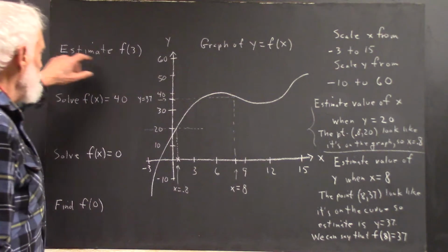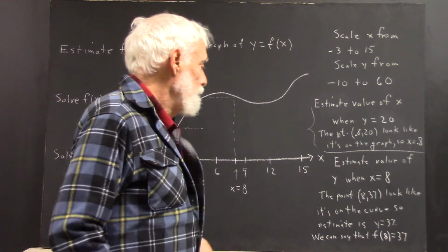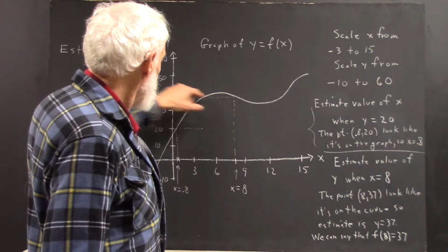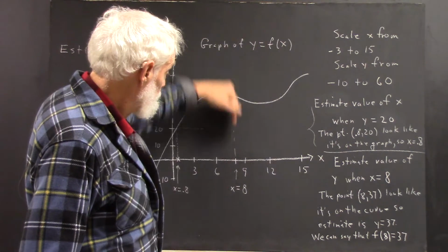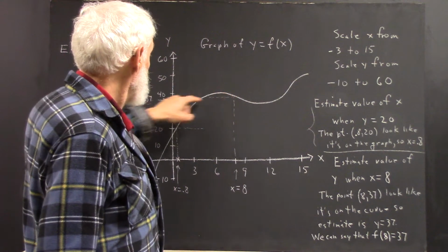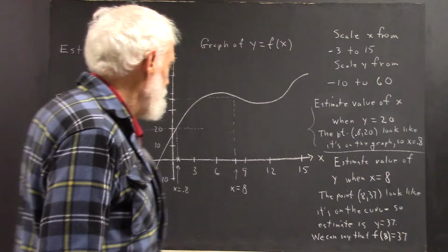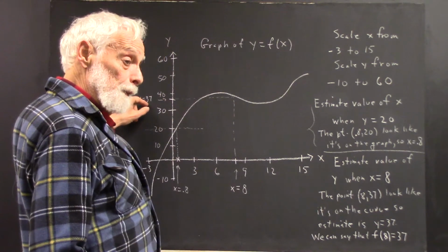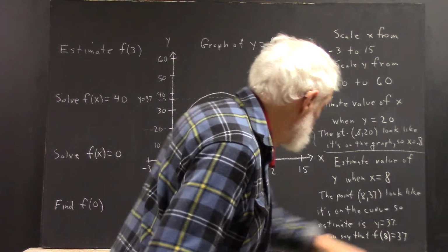Now we want to estimate f of 3. As I explained at the end of the preceding video, the value of y when x equals 8 appears to be 37 because of this simple construction. If x is 8, you get to the graph right above that, because on this vertical line x equals 8 everywhere. So they have this point, and the y-coordinate at this point appears to be about 37. So we say that the function evaluated at 8 is 37, or f of 8 equals 37.